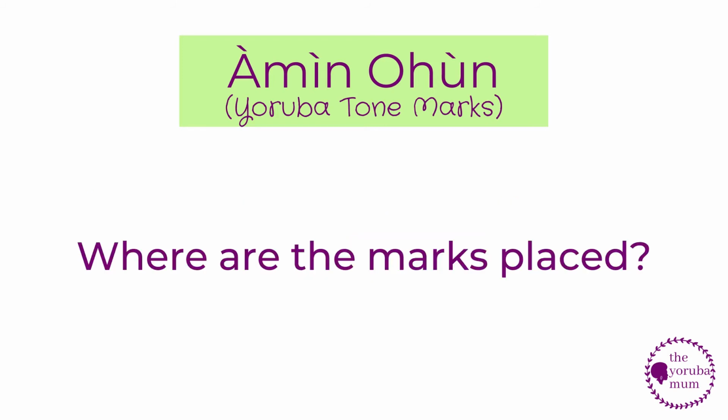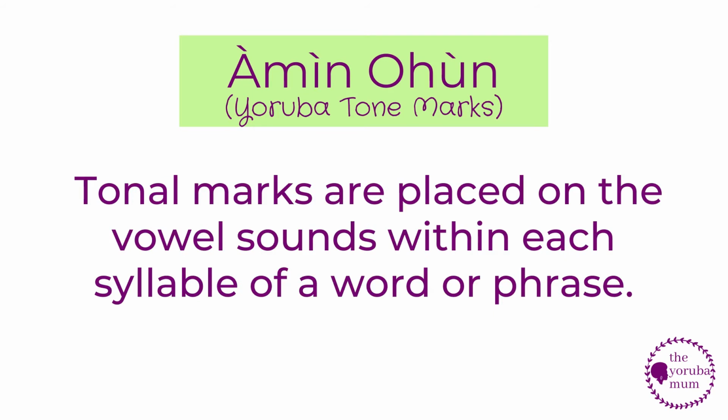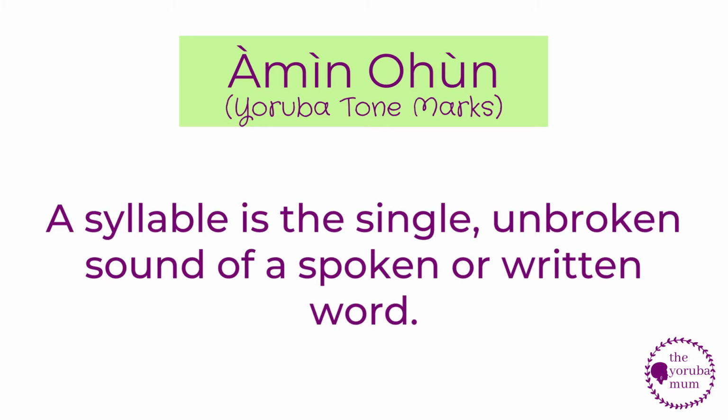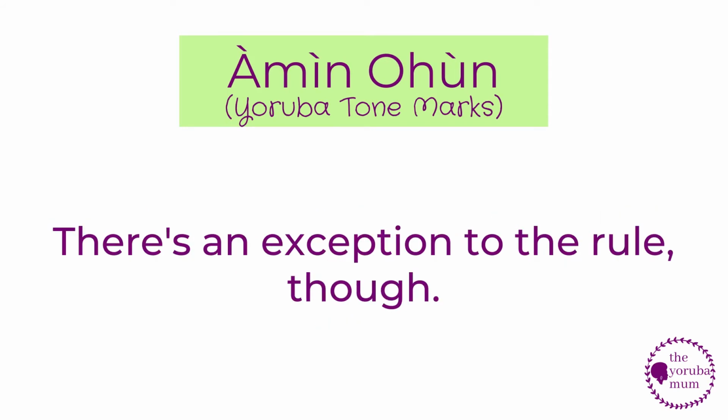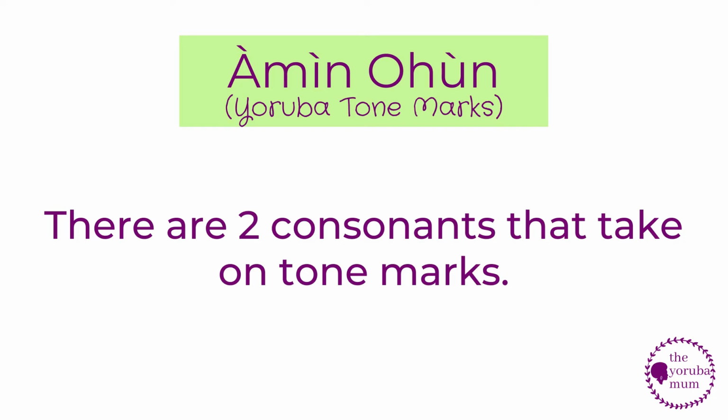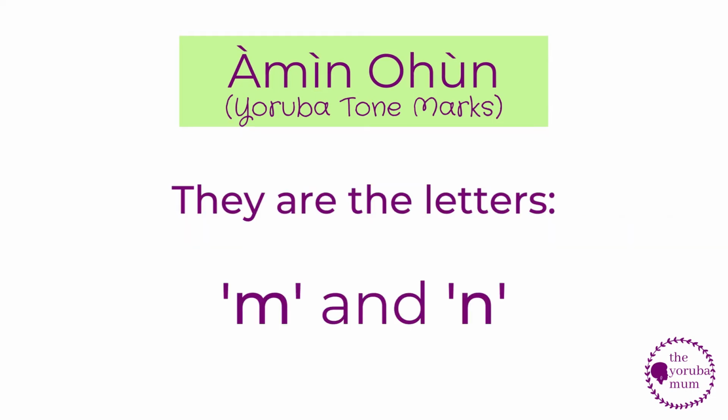Where are these marks placed? Tonal marks are placed on the vowel sounds within each syllable of a word or phrase. I'll say that again. They are placed on the vowel sounds within each syllable of a word or phrase. Now, what's a syllable? A syllable is the single unbroken sound of a spoken or written word. Now, I mentioned that they are usually placed on the vowel sounds. However, there are two consonants in the Yoruba language that take on tone marks. They are the letters m and n.